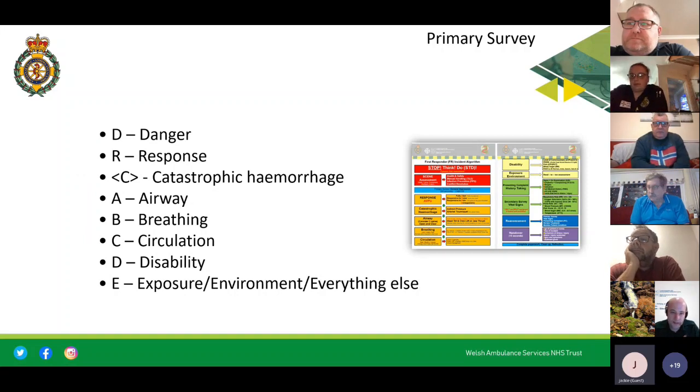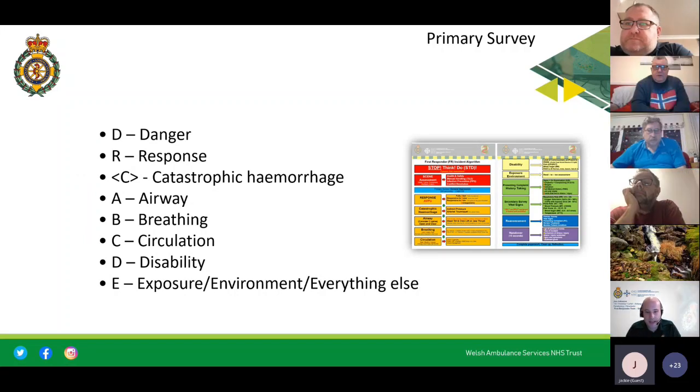So primary survey doesn't change. It's still going to be the same as our form. We're going to do our danger response. Dangers don't change if you're going to a child or an adult, so your safety is the priority. So please make sure you're going into a safe environment. Checking for response, we're still going to do our AVPU. So we're still going to see if the child is alert, if they're responding to the voice, responding to pain, or if they are unresponsive.